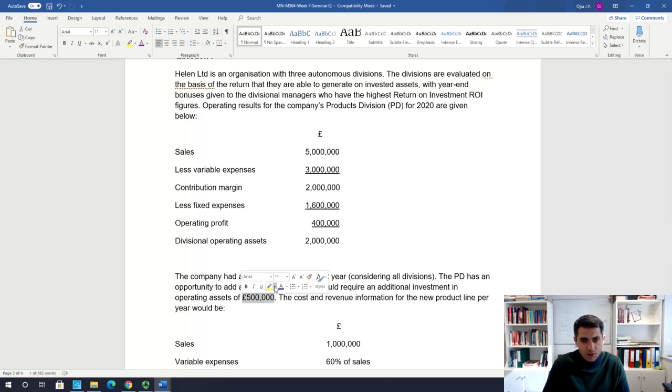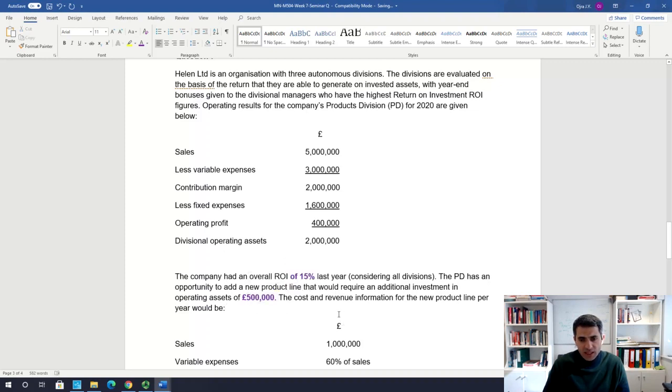So that's the top of 2 million. As you see, this is 2 million pounds. It's the divisional operating assets, which is the capital employed. So the new investment requires the additional 500,000.